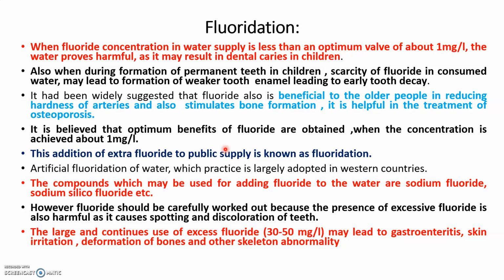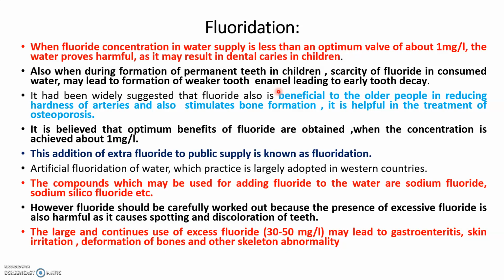in a few regions, the fluoride content in water will be less. So what we do is add fluoride to it, and the fluoride content in water should not be less than 1 mg per liter. If it is less than 1 mg per liter, it causes a dental crisis, especially in children. During the formation of teeth in children, due to a scarcity of fluoride consumption in water, it leads to weaker tooth enamel, and it leads to decay in the tooth.